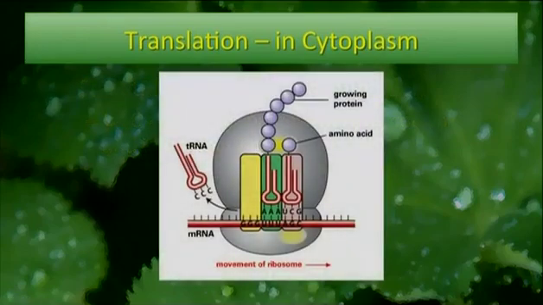Here you have the anticodons on the tRNA, the codons on the messenger RNA, and this is the ribosome. So what happens? You have the movement of the ribosome along the messenger RNA, or the mRNA. And this is actually showing translation.